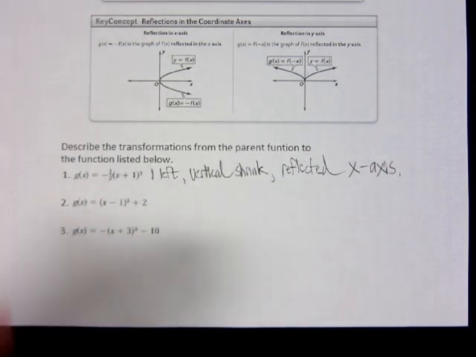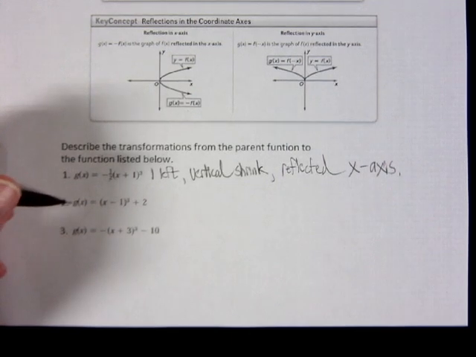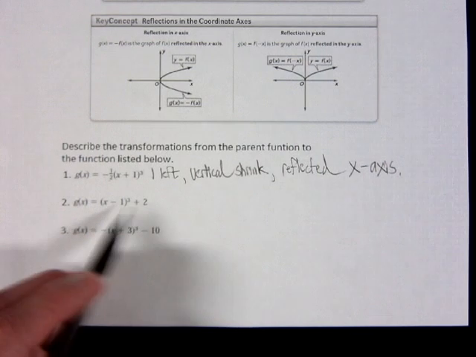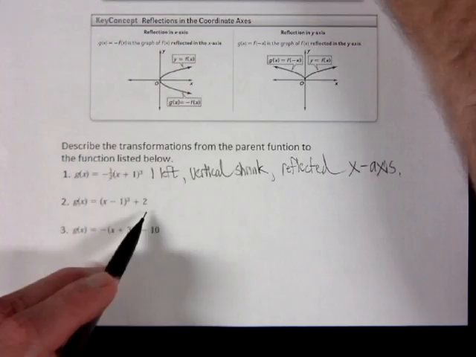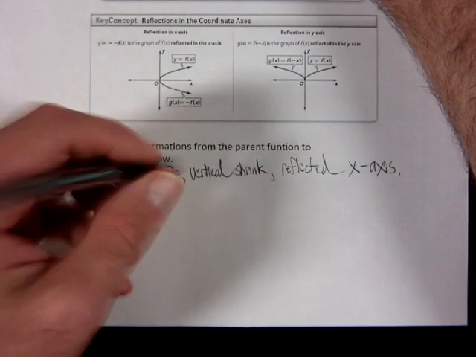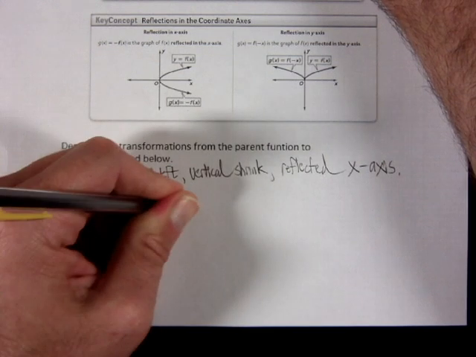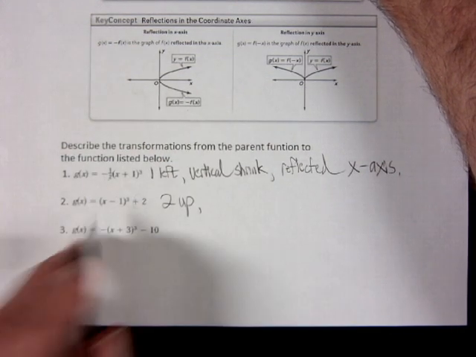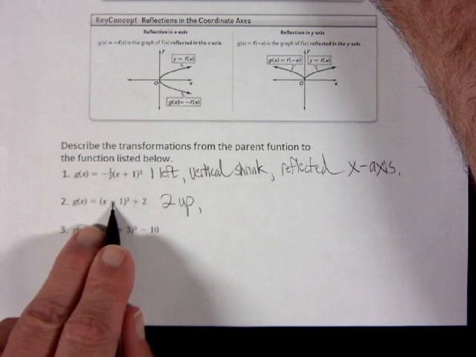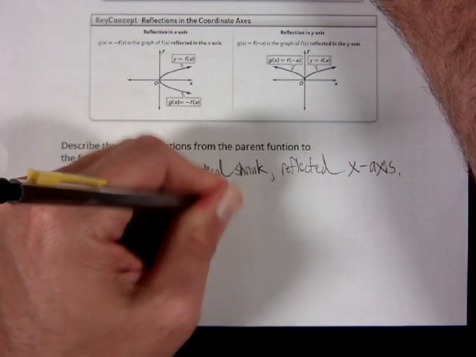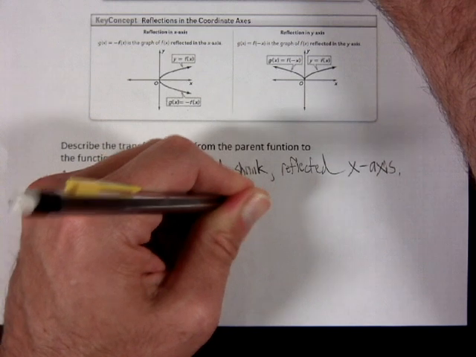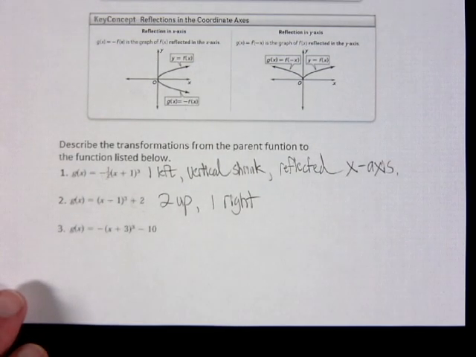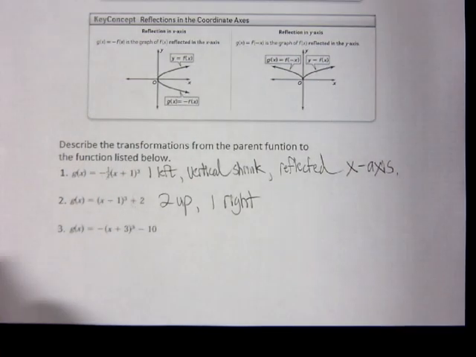Okay, let's go to the next function that we have. It's also cubic, and there are two movements to describe. The first movement, based on this, I would say is 2 up. The next movement, based on this, 1 to the right.